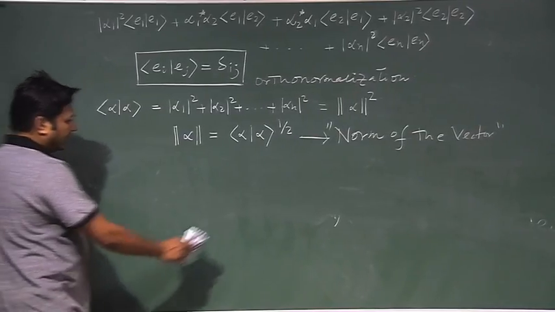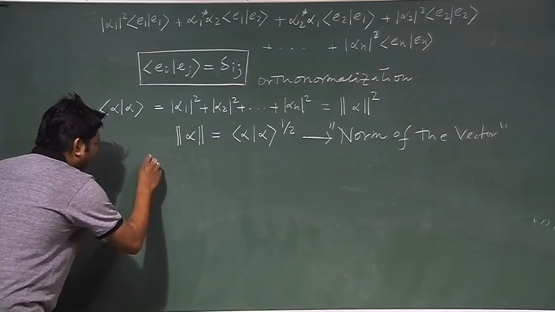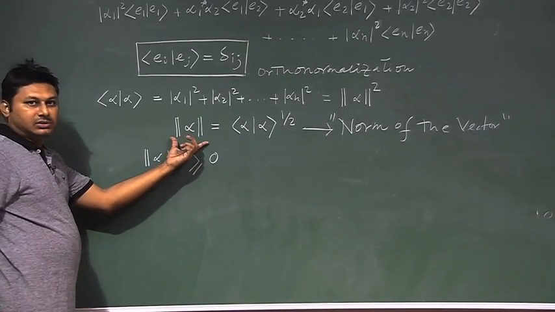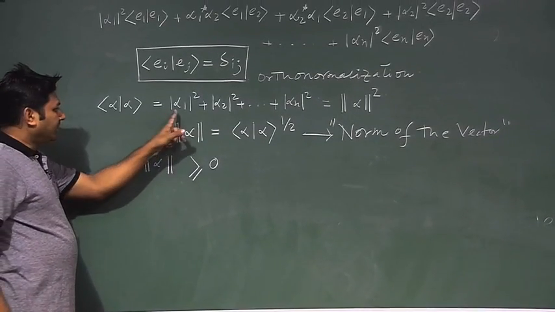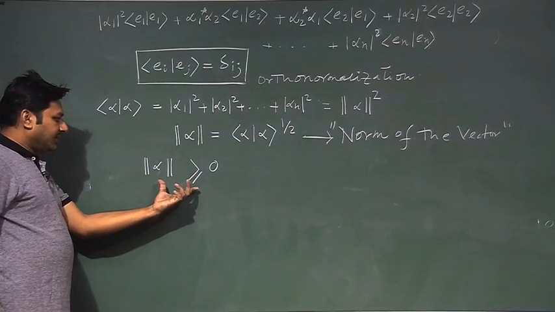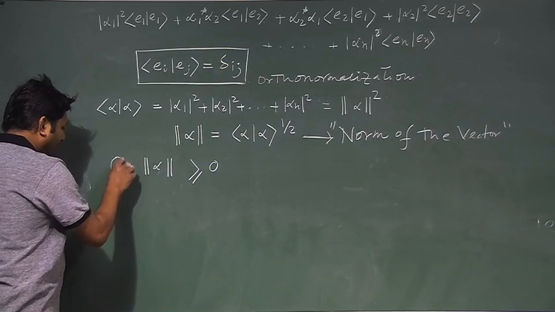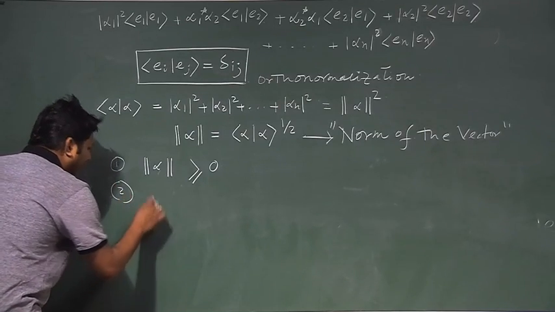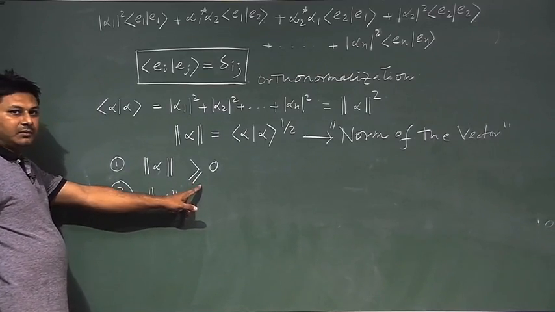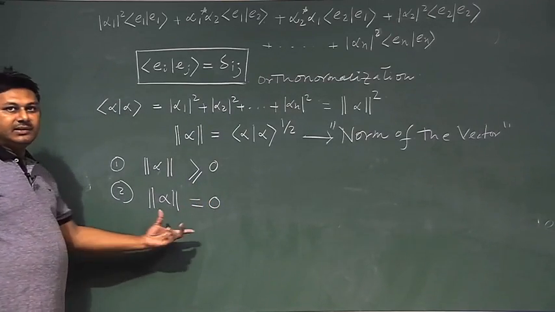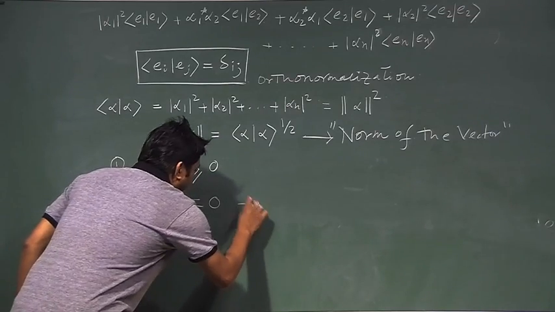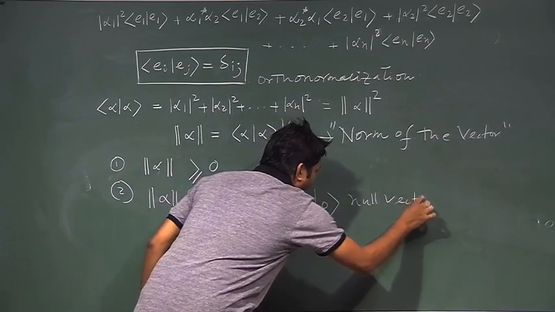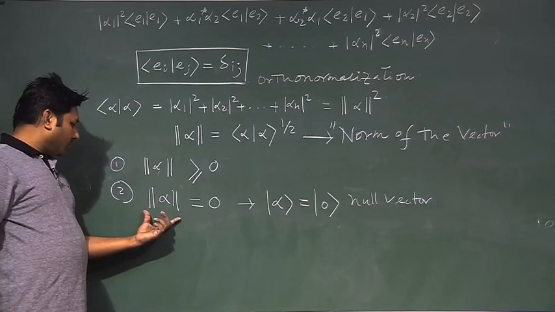Now, what I am doing next is finding the properties of this. You should remember this quantity is always greater than 0. First of all, this is a scalar, no need to explain why, because I have already shown that this is a scalar quantity. Not only that, this quantity has to be greater than or equal to 0, first property. The norm of a vector is always greater than or equal to 0. Second property, there is a possibility that it will be equal to 0. If this is equal to 0, then I must say that this vector is a null vector. This is the second property.